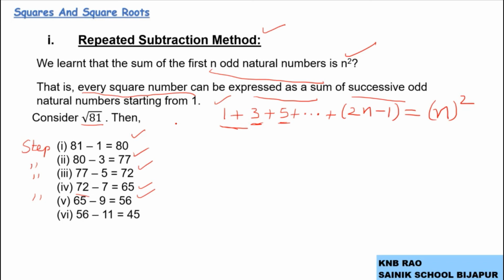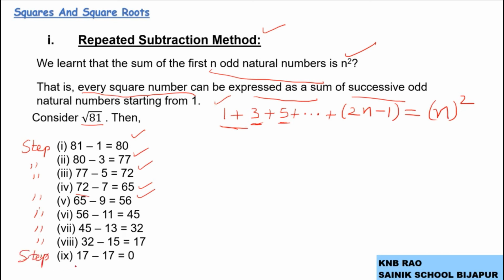In the seventh step, 45 minus the seventh odd number, 13, is 32. In the eighth step, 32 minus the eighth odd number, 15, gives us 17. And in the ninth step, this difference 17 minus the ninth odd number, that is 17 only, gives us 0. Remember students, after doing these steps, you need to understand at which step we got 0.